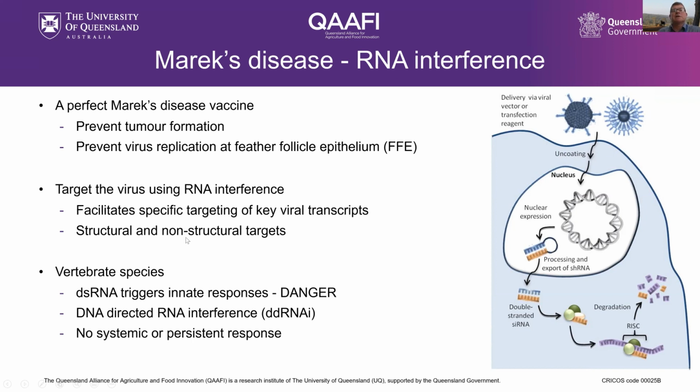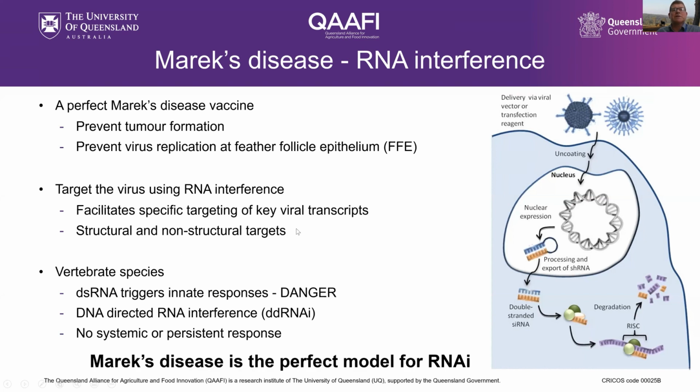for Marek's disease. Importantly, RNAi enables us to target structural genes of the virus. So structural ones are those that we might think are included in conventional vaccines, even in mRNA vaccines. So those genes that encode proteins that interact with our immune system, but also the non-structural parts of the virus. So those enzymes and things that are involved in the virus replication process, but we can't generally target using conventional vaccination.